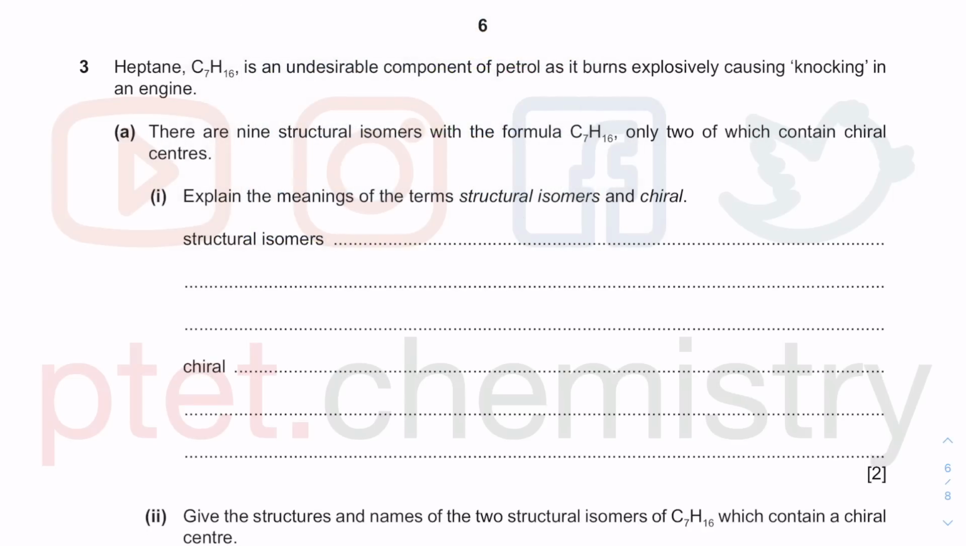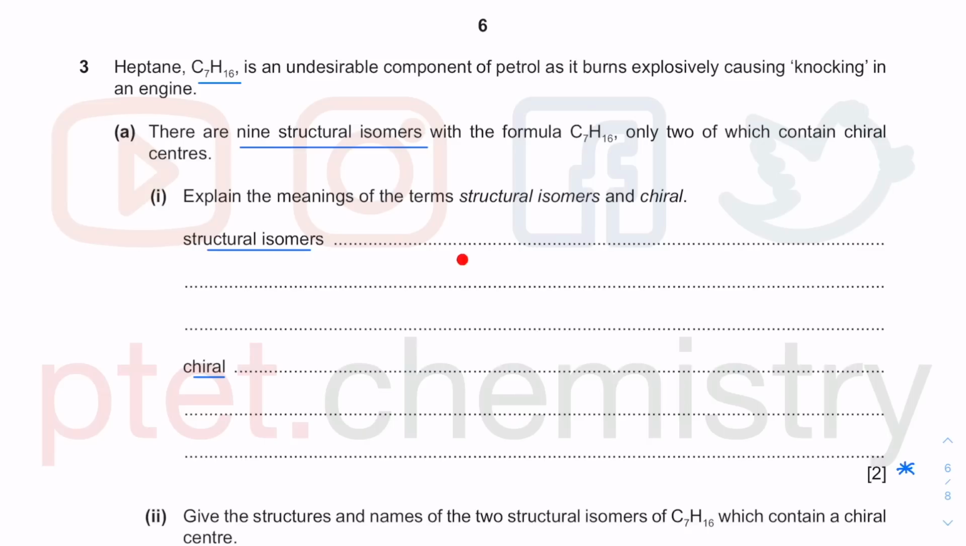So this third question here is about organic chemistry. We have an undesirable 7 carbon chain hydrocarbon. There are 9 structural isomers. So what is meant by structural isomers and what is meant by chiral center? There will always be marks for definitions.